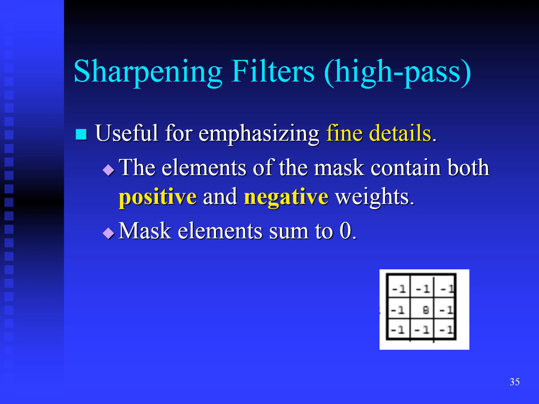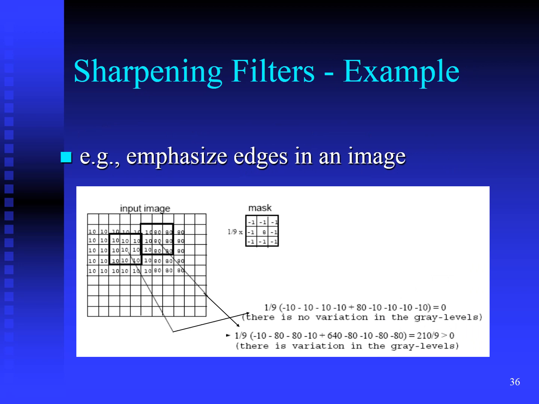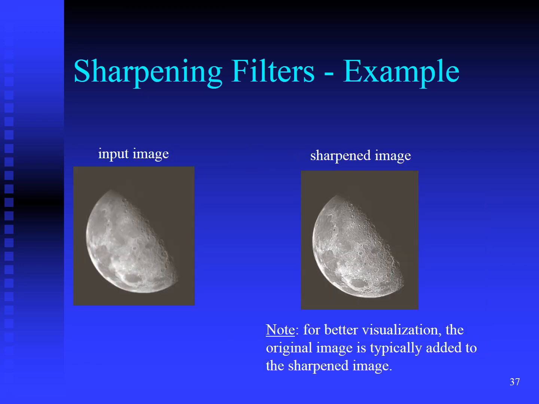Sharpening filters are used for deblurring. The elements of the mask contain both positive and negative weights, but in the smoothing case all should be positive, and in the sharpening filter the sum should be zero. Sharpening filters mostly work on edges. This is the result of a sharpening filter. The input image is a little blurry, and after applying the sharpening filter you have a sharper, clearer image.